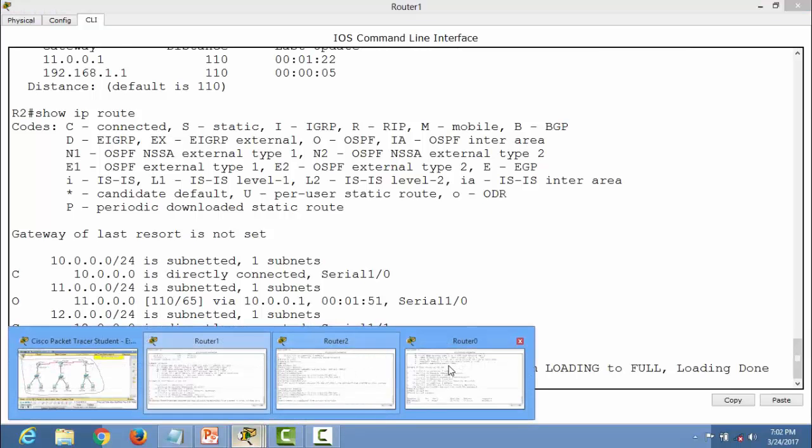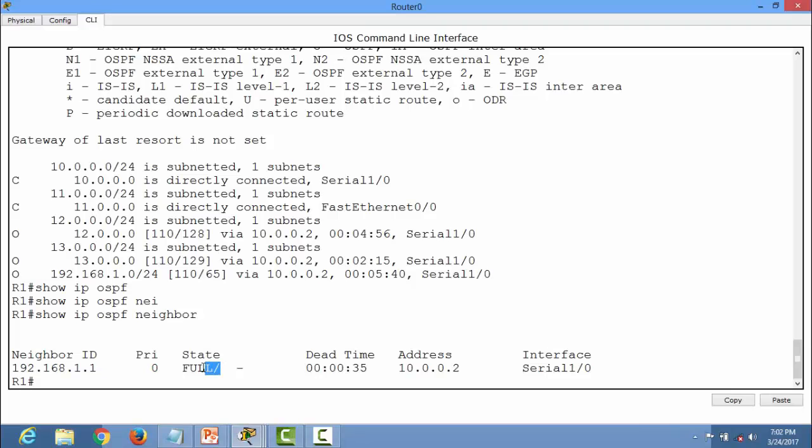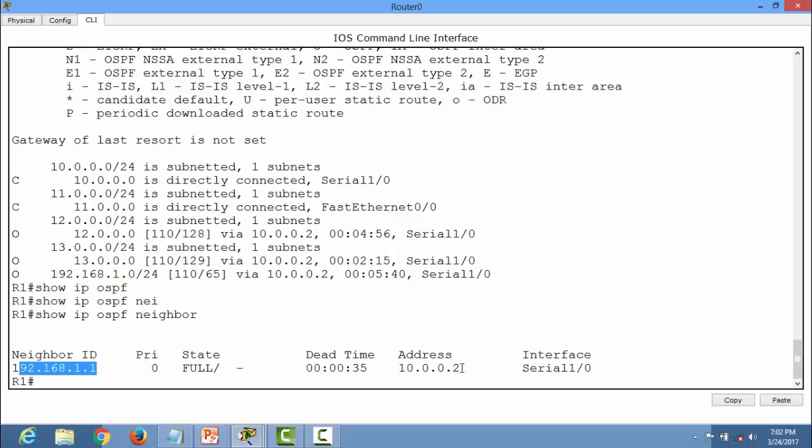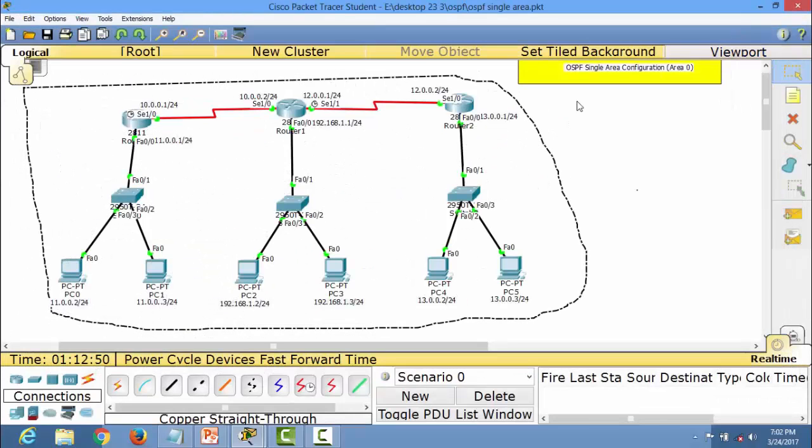Yeah, it's in the full state. If you remember, the last one is the full state, after passing the down state, init state, exchange state, loading state. Then it reaches the full state. Now it is in the full state. Neighbor is this one connected via the address 10.0.0.2, because the interface IP of this particular neighbor is 10.0.0.2.